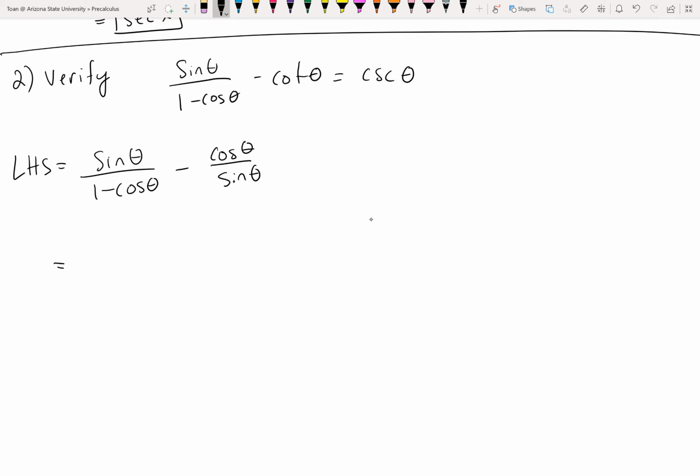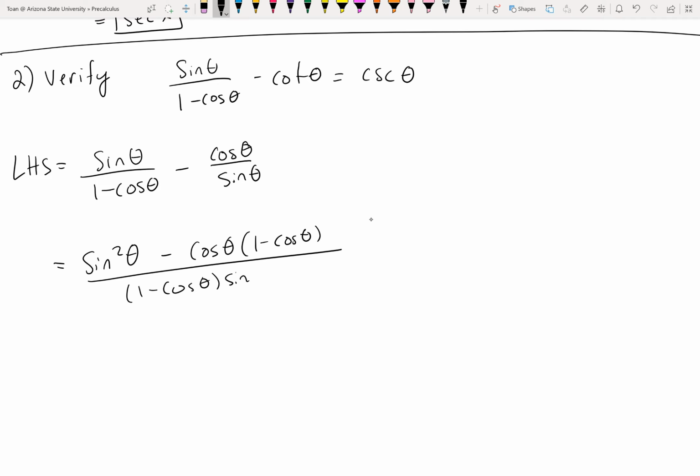Here we are subtracting two fractions, and to add and subtract fractions, the denominators need to be the same. So the LCD would be sine and the 1 minus cosine together. So the left fraction needs to be multiplied by sine over sine, and the right fraction needs to be multiplied by 1 minus cosine over 1 minus cosine. So that gives us sine squared minus cosine of theta times 1 minus cosine theta all over 1 minus cosine theta times sine theta.